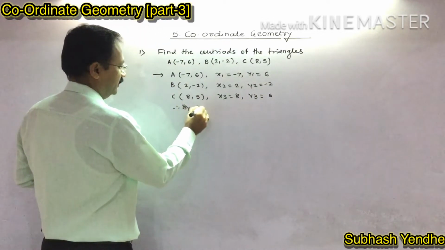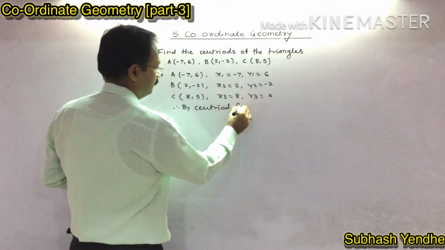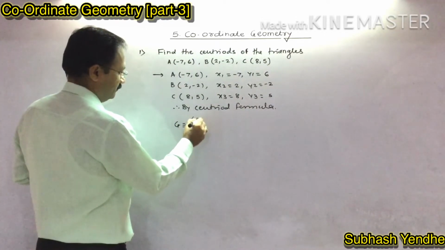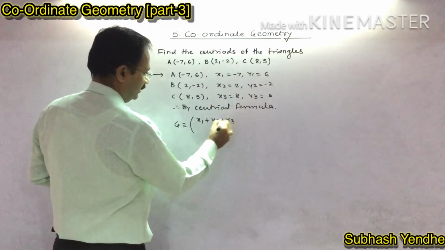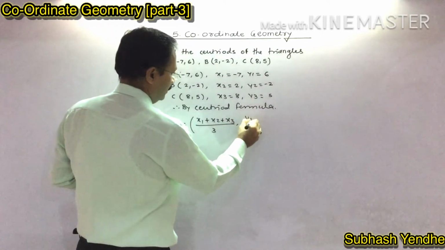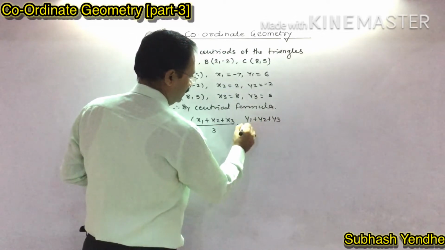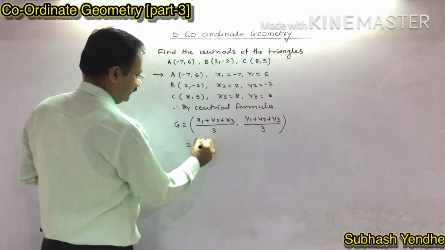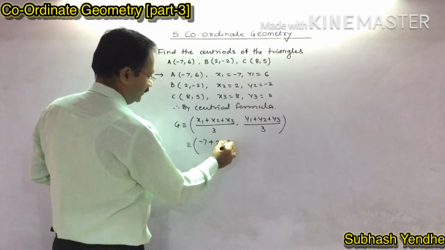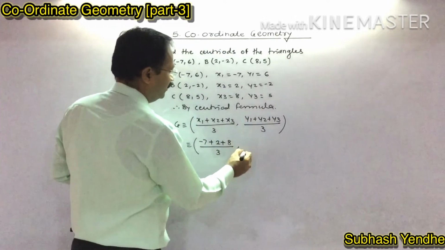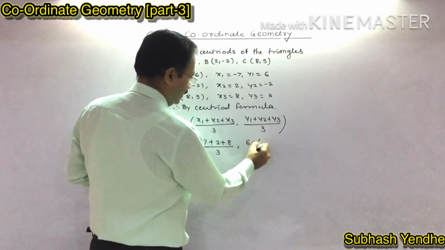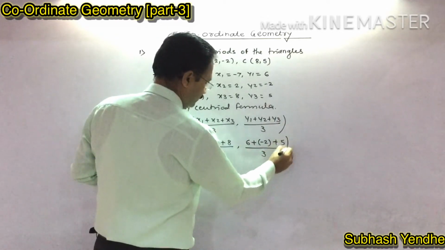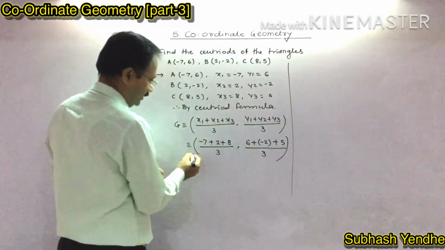Therefore, by the centroid formula, you will get the coordinates of G. G is the centroid. So x1 plus x2 plus x3 divided by 3, y1 plus y2 plus y3 divided by 3. Now you can substitute the values. x1 is -7, x2 is 2 and x3 is 8, divided by 3. y1 is 6, y2 is -2, so it should be in brackets, and this is 5, upon 3.